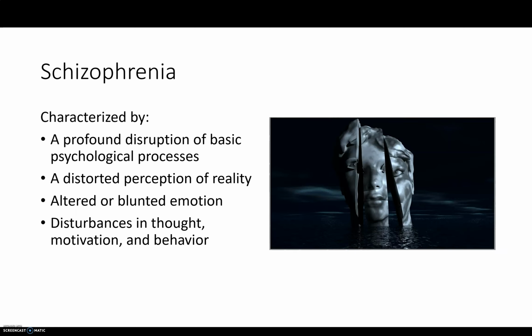So schizophrenia first. This affects about 1% of the population. It's a profound disruption of basic psychological processes. Distorted perception of reality. So this is a psychotic disorder characterized by psychosis, a disconnection with reality. There's more than just the typical symptoms. Typically we think of hallucinations, hearing voices. That is part of schizophrenia, but there's more as well. Things like altered or blunted emotion, and cognitive disturbances in thought, motivation, and behavior.